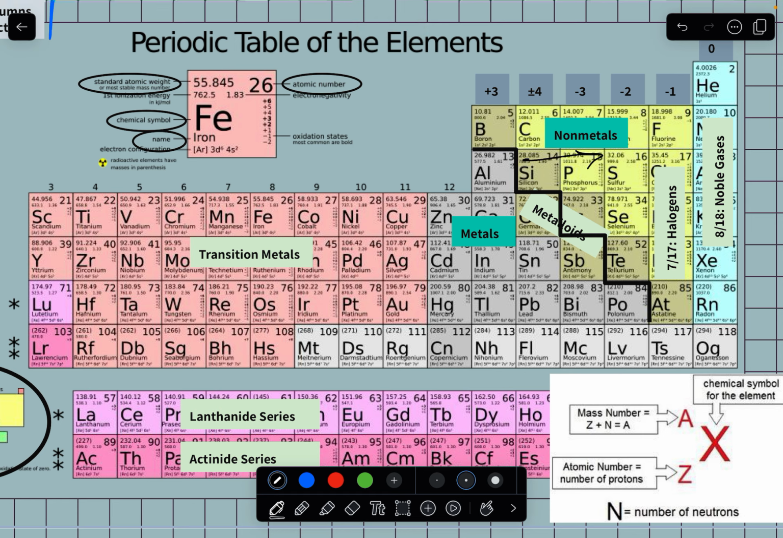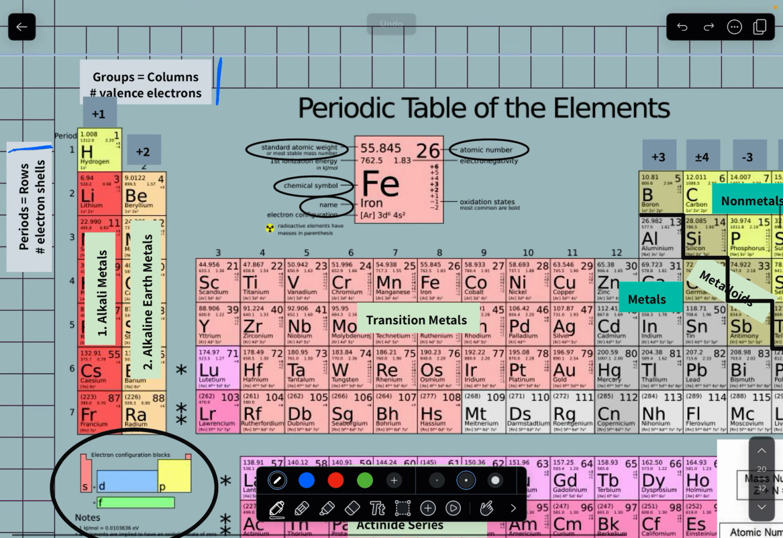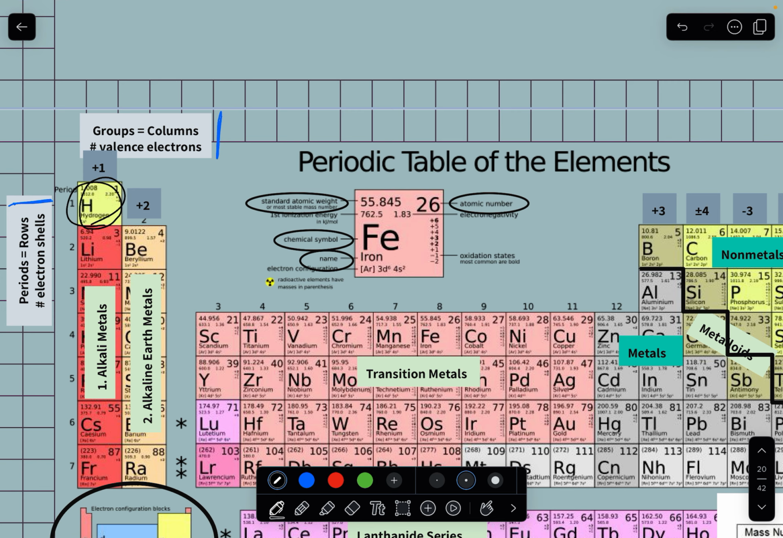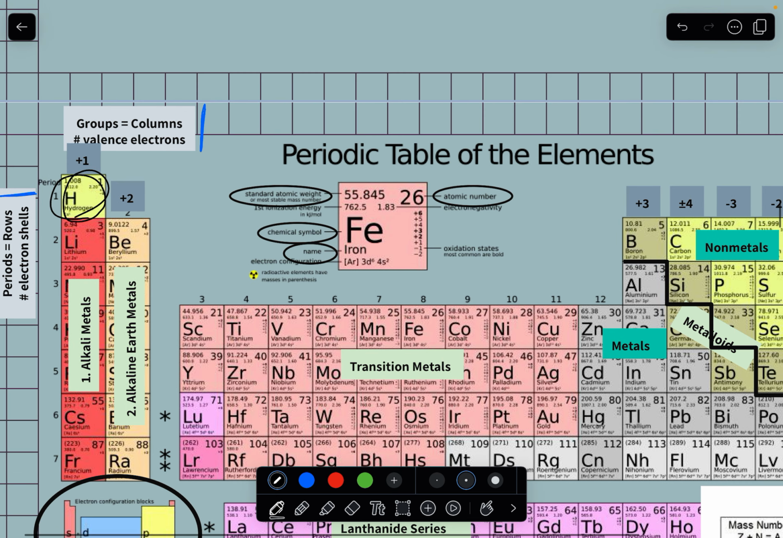To the right are your non-metals. The exception here is hydrogen. Hydrogen is a non-metal. Okay, but make sure you know your metals and nonmetals. That comes into play for covalent and ionic bonding.